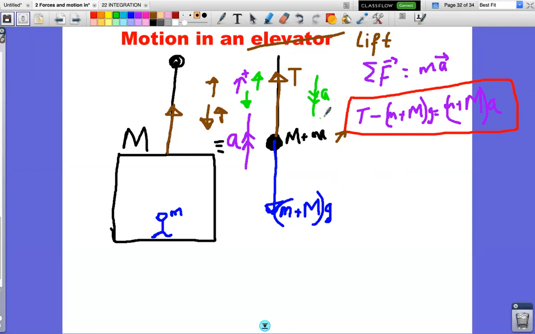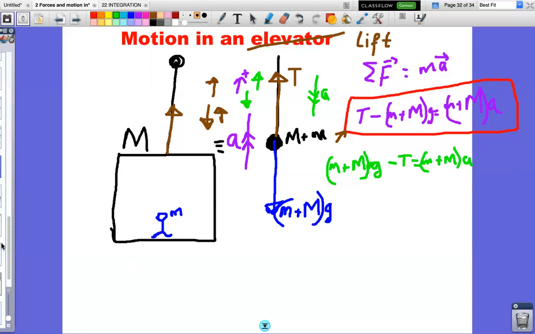Because when you sum your F, it's always a good idea to take direction of acceleration to be the positive quantity here. So sum of forces, that's the force in the direction of acceleration minus the force in the opposite direction should be equal to mass times acceleration. So you have M plus M G minus T is equal to M plus M A.